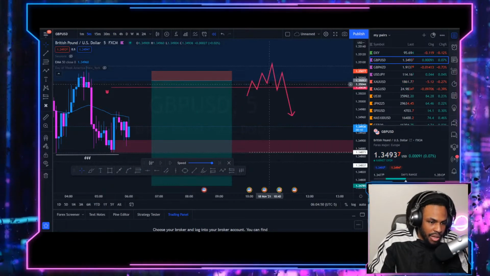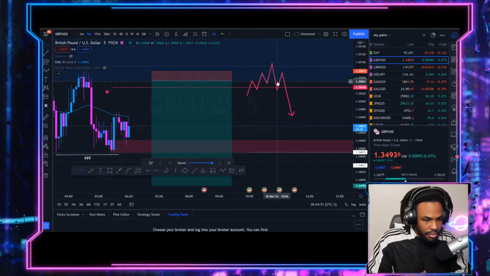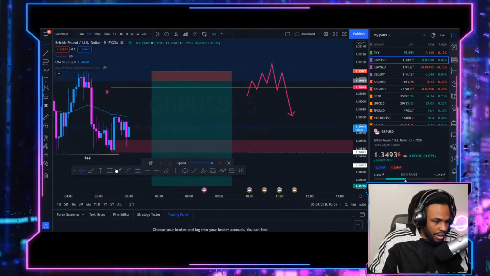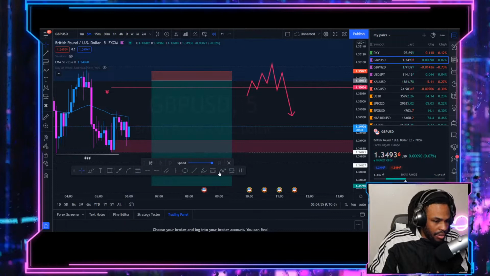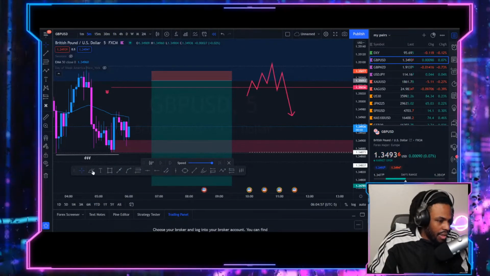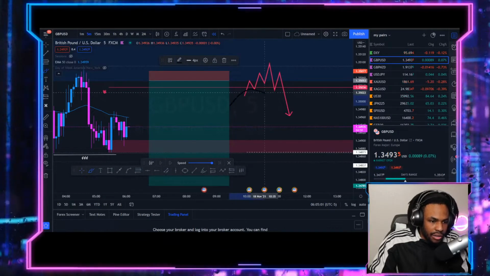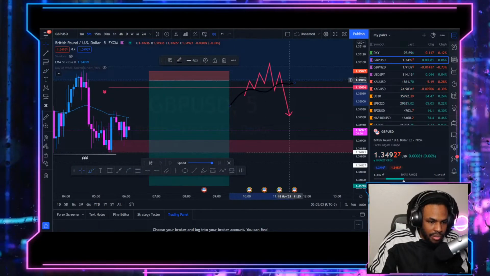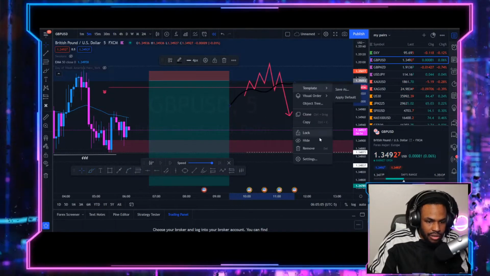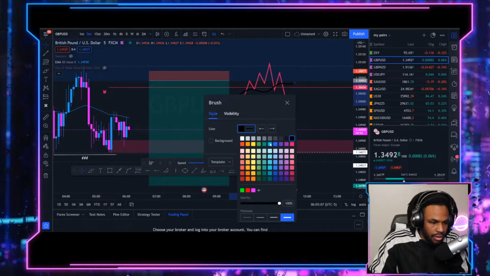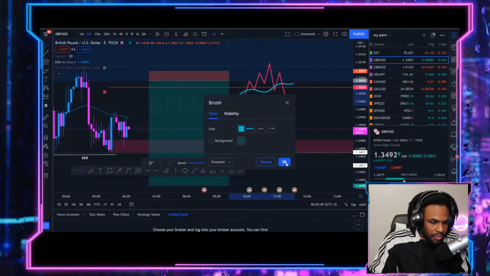Some people enter right on the break. I do most of the time, especially if I got a 50 EMA. So that's what I mean by I added the 50 EMA to my strategy. It's a little easier on me. So I see the EMA. Let me change the color of that. My EMA is blue.